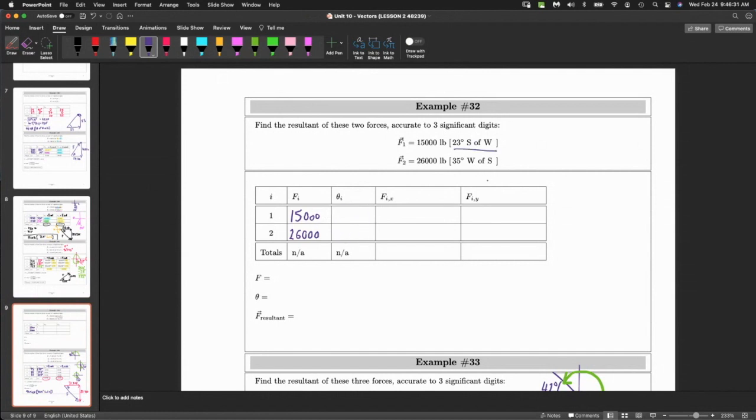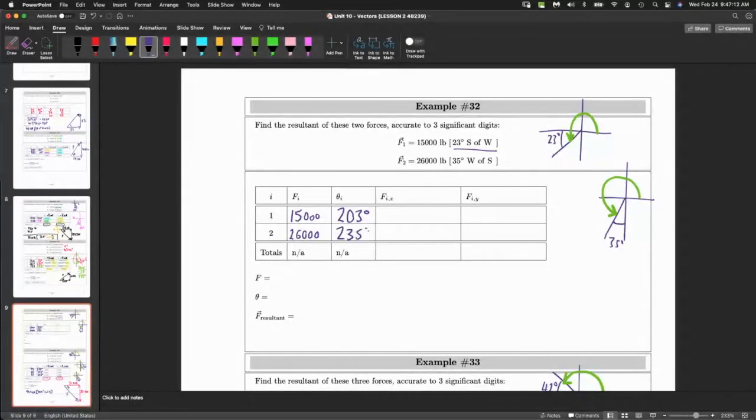So in this case, we have south of west. So that's like over here. And then the other one is west of south, which is over here. Each of those will be measured from the x-axis, the positive x-axis, as a standard angle between 0 and 360. So the first angle here is going to be 180 plus 23, so 203. And the second angle will be 270 minus 35, which is 235.